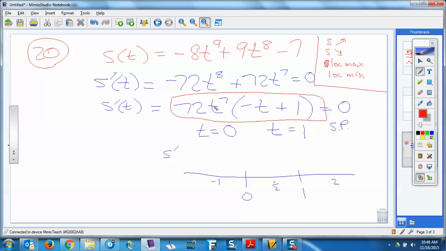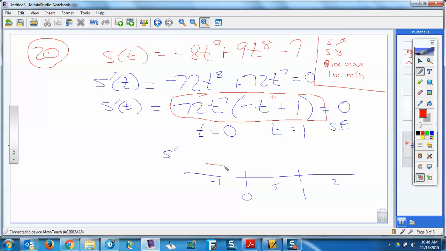So negative 1, what's negative 1 to the 7th? Negative 1 times 72, that's going to be a negative. I don't care that it's negative 72, I just care that it's negative. Put a negative 1 in here. Negative 1 plus 1 is 2, so I'd have a negative times a positive, that's a negative.